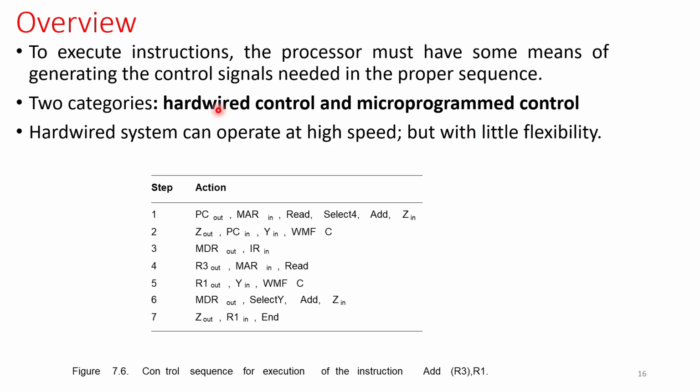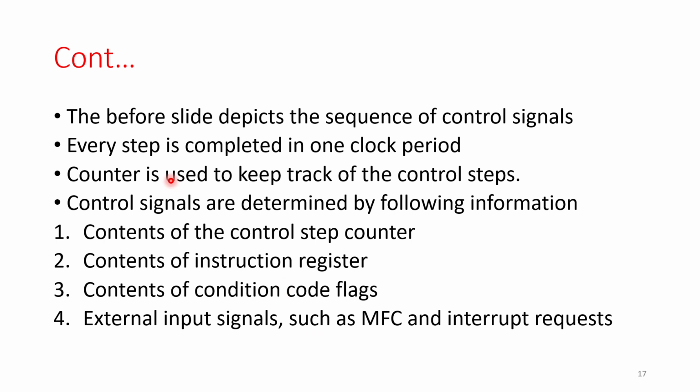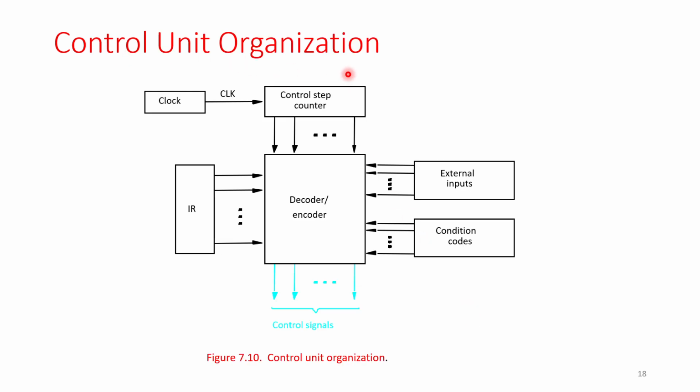In this case, hardware control using some circuits. In this example, you want to perform R3, R1. These are the steps we discussed. Here we have the step counter, instruction register, condition code flags, and MFC request. So the basic control unit organization of hardware control has the clock signal, control step counter, instruction register, decoder, external inputs and condition codes. Based on the inputs from the counter, instruction, external input and condition code, the respective control signal will be generated. Based on that the operation will be performed in time.